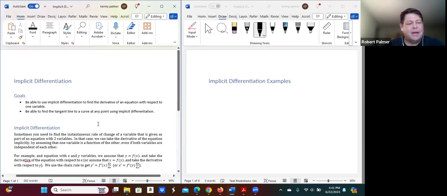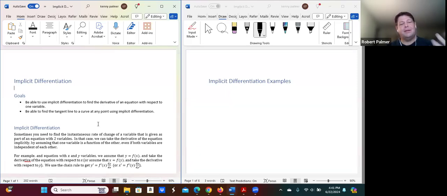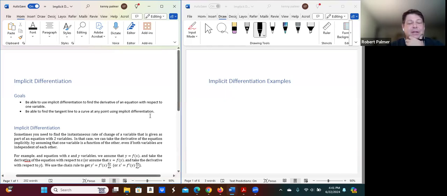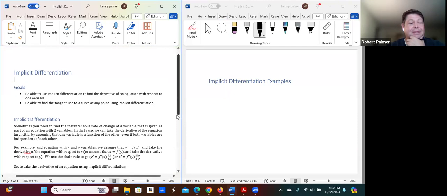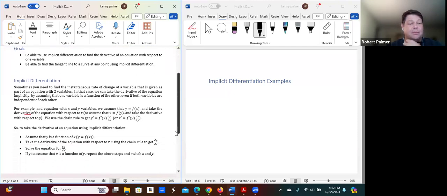So here's the idea. Let's say you have an equation. You have some function or equation, and basically you need to find the instantaneous rate of change of that equation at some point, or any point.